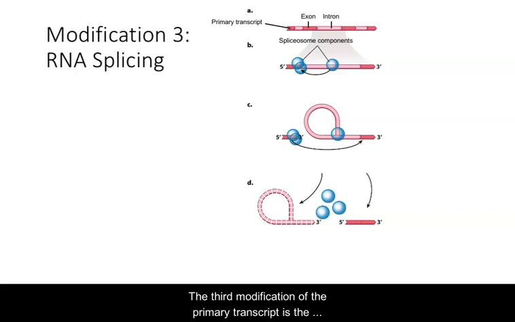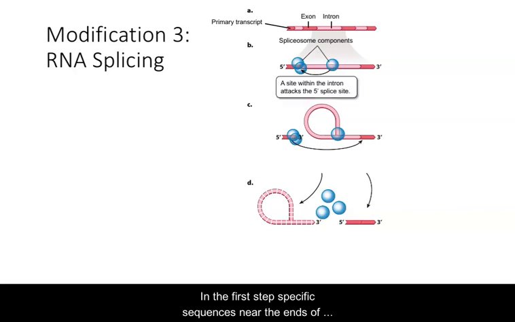The third modification of the primary transcript is the excision of certain sequences known as introns, and these are typically regions that don't code for proteins, but they leave the exons intact, and they need to be connected together after the introns are excised, and the whole process is known as RNA splicing.